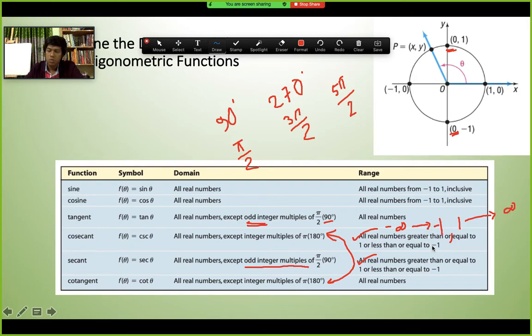So why is this so? Why is that? Suppose cosec function, why is the output like this? Why is the range like that? The reason is this cosec function is actually 1 divided by sine function. And the same goes with secant. Secant means 1 by cos.